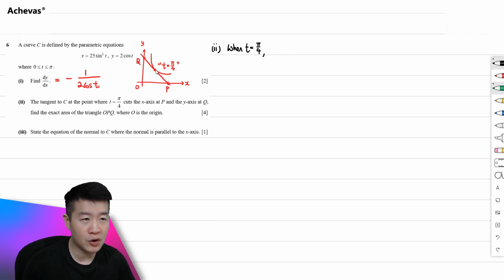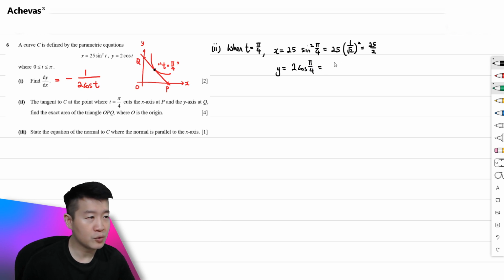So when t is equal to pi over 4, let's try to find the x coordinate of this point. X is going to be, substituting t as pi over 4, 25 of sine squared pi over 4. This is going to be 25 of 1 over square root of 2, squared. This will be 25 over 2. Then the y coordinate, when t is equal to pi over 4, will be 2 cosine of pi over 4. So it will be 2 times 1 over square root of 2. We can just simply write this as square root of 2.